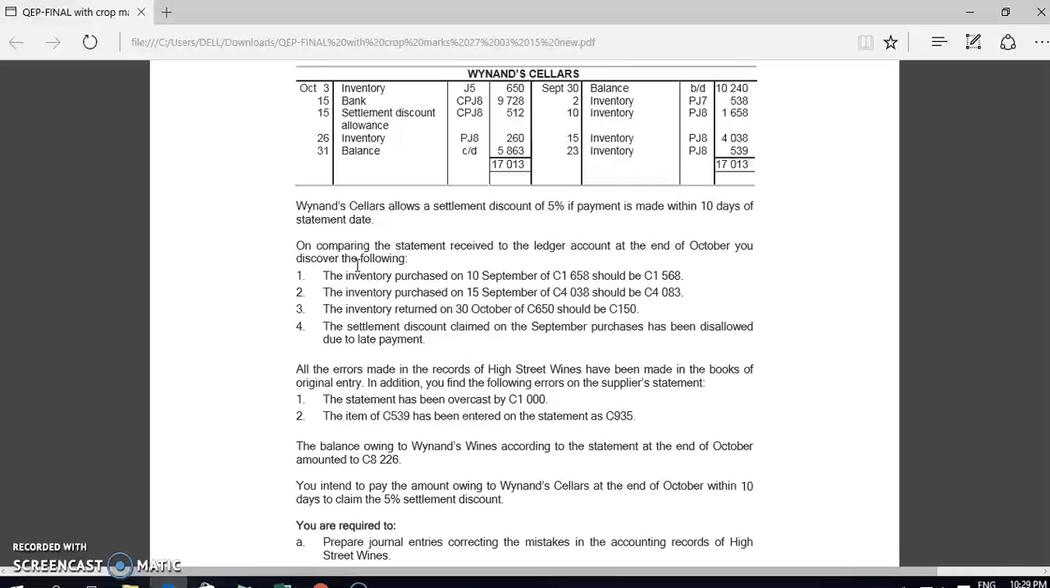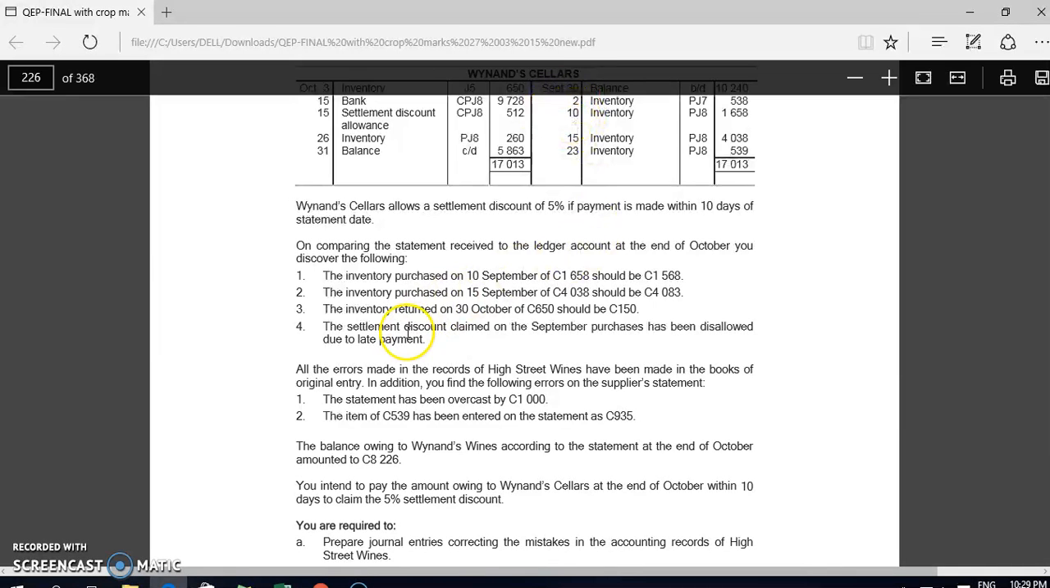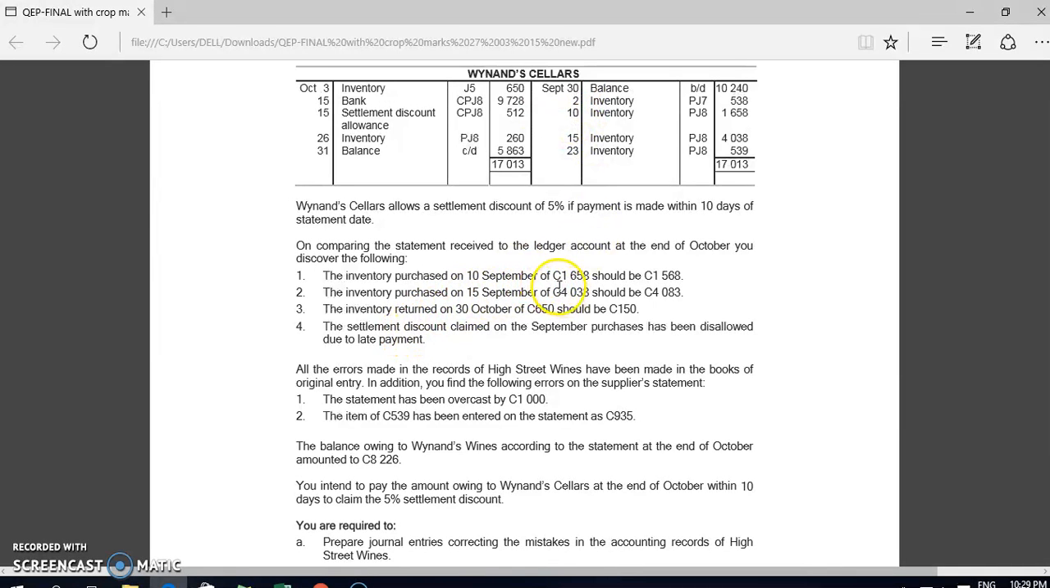So we looked at the statement, we looked at the ledger, we compared the two, and now we have to see what are the discrepancies. The inventory purchased on the 10th of September, so we see there the 10th of September, there's inventory purchased at a cost of 1658 should be 1568. So this amount here is overcost by, let's work it out, 1658 minus 1568, and that gives us 90 Rand. So we overcost the amount by 90 Rand, so we're going to have to decrease the account.